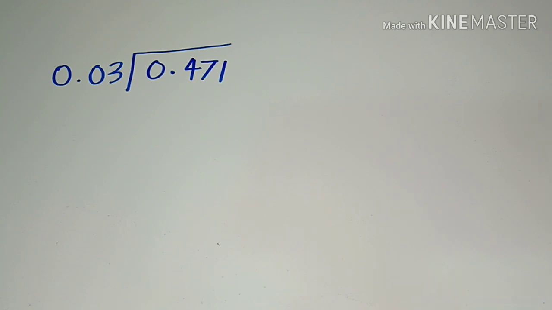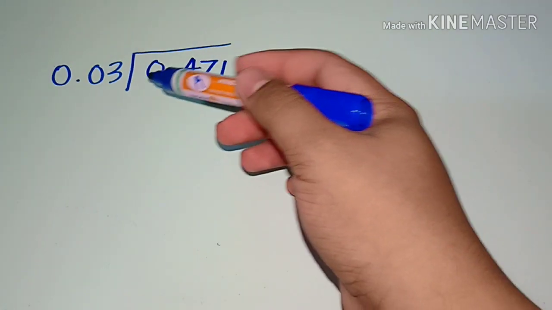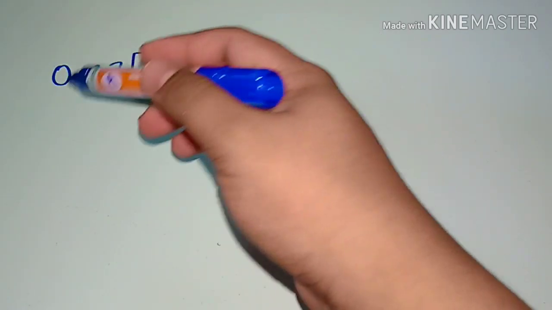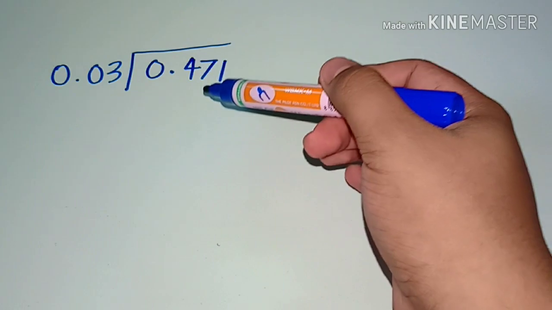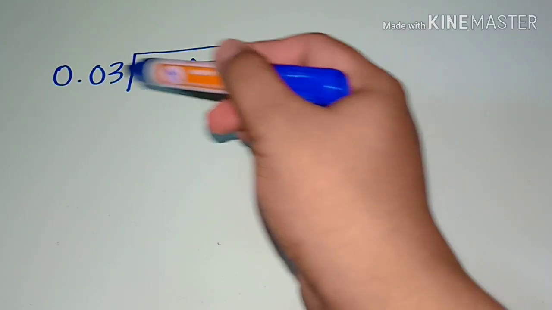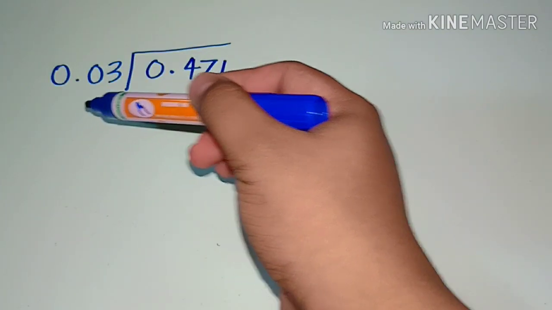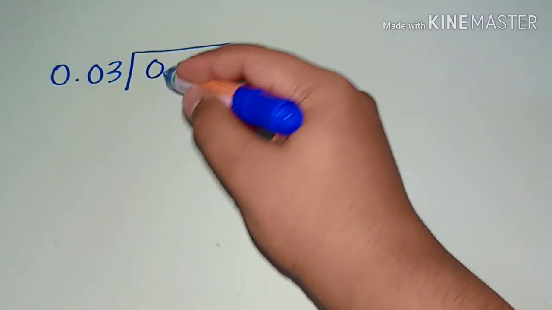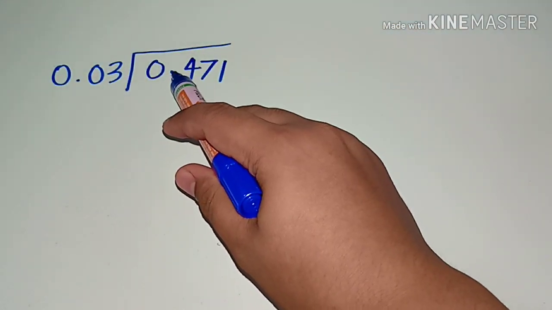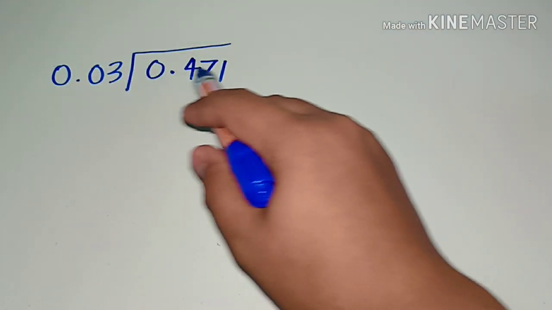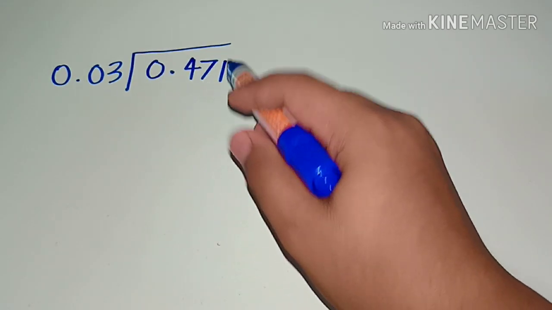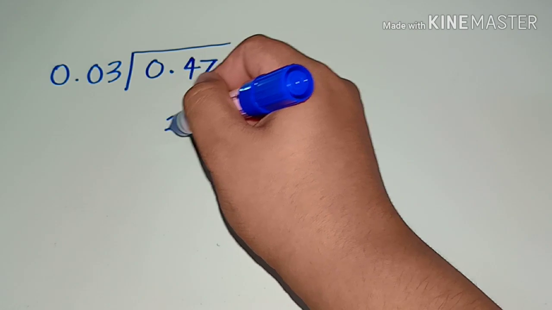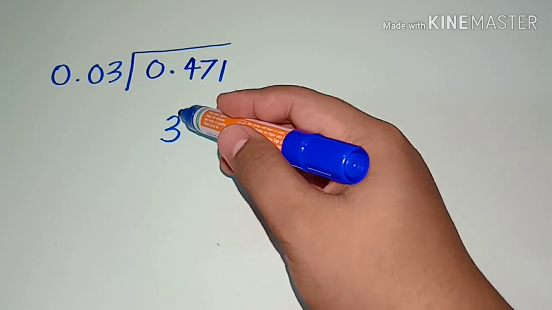So first, we have to transform both the dividend and divisor into whole numbers, and you have to make sure that the dividend is bigger compared to the divisor. We can transform this by moving the decimal point to the right. We can make this into a whole number by moving 1, 2, 3 places. So you may write there that you move 3 places to the right.